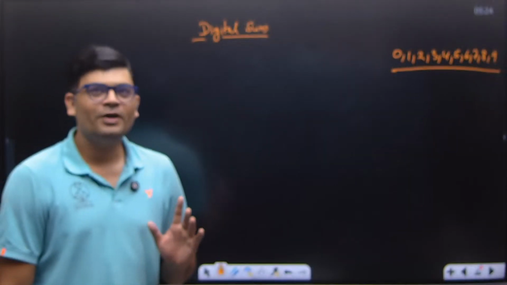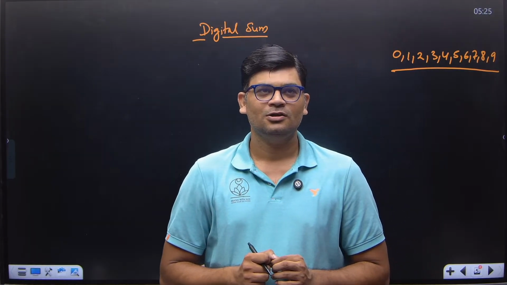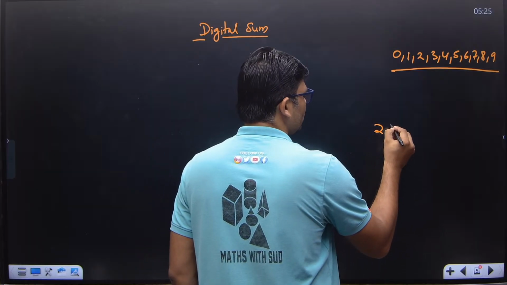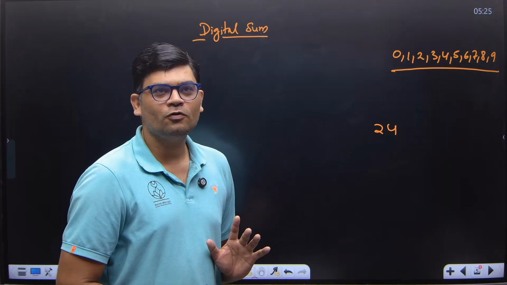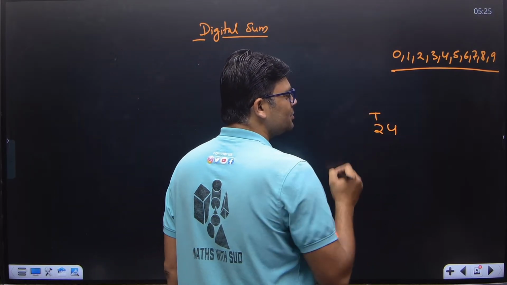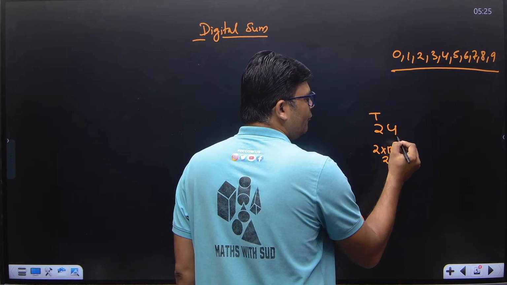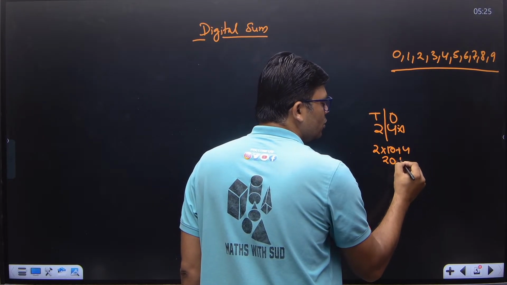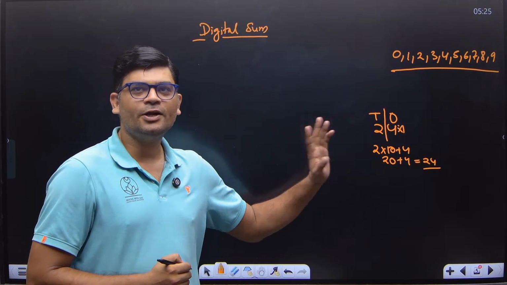So when I say digital sum, I am talking about adding the digits. There is a difference between a digit and a number. For example, if I write 2, 4, the digits used are 2 and 4. But the number is 24. Why? Because 2 is in the tens place, so we multiply it by 10 and it becomes 20. And 4 is multiplied by 1 because it is at the ones place, so it becomes 4. So the number becomes 24, but the digits used are 2 and 4.